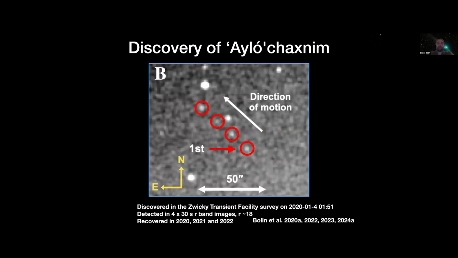So this right here is a screenshot of the very first known ALO object. The discovery image is the very first ALO object, taken on January 4th of 2020, which was seen in 4 30-second R-band images and was recovered again later in 2020, 2021, and 2022.